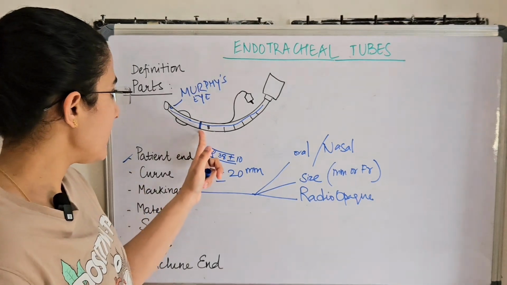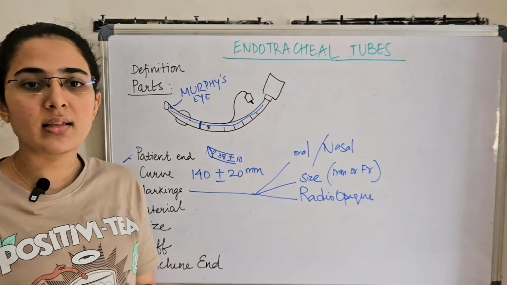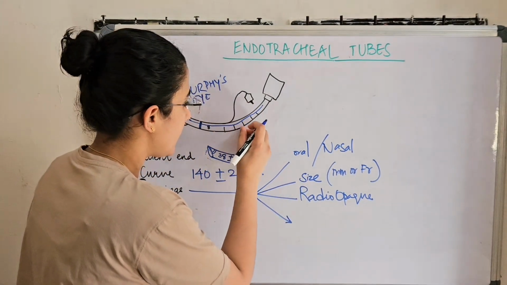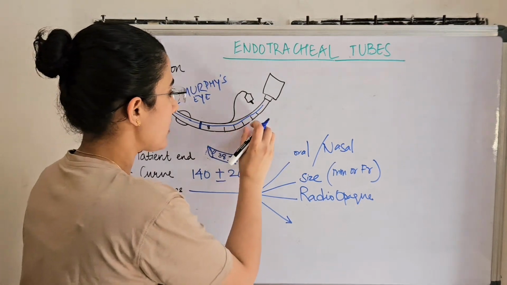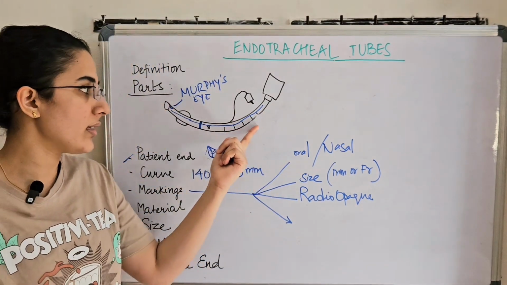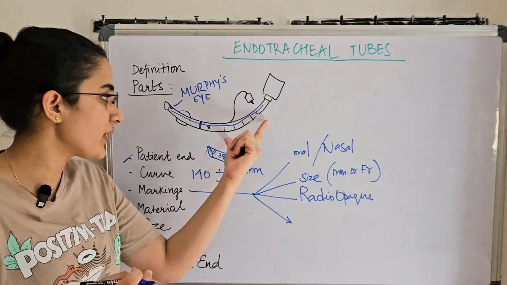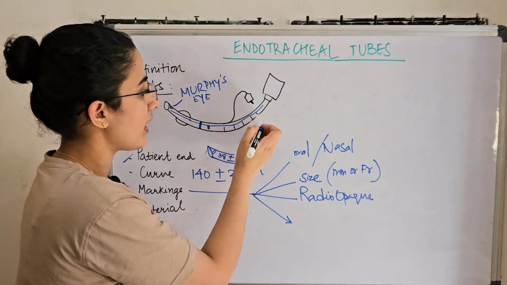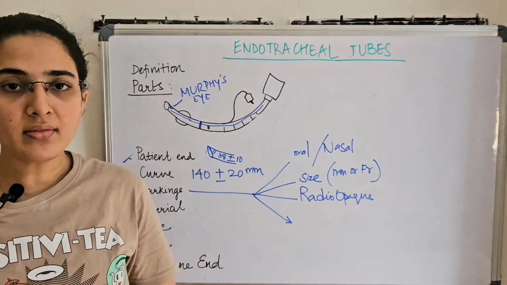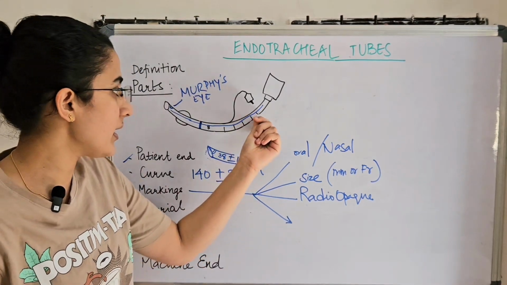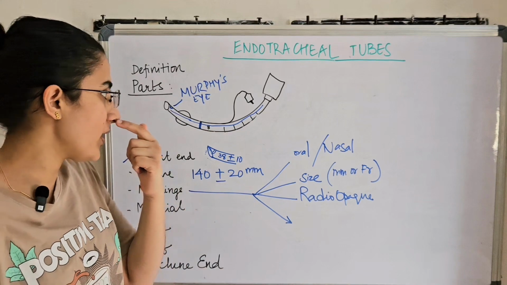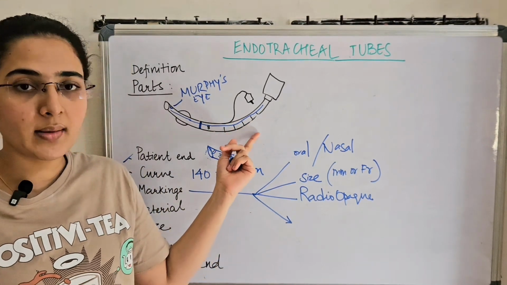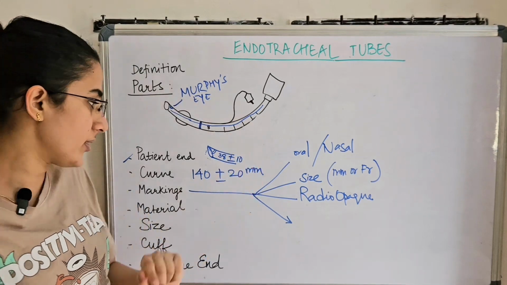Okay, and after this, certain other things which may be written is, one is the depths of insertion. So this is at the level of incisors or at the level of the lip, wherever we are fixing. We see the markings that may be written on the endotracheal tube for us to identify till what depth we have inserted, and these will be at the level of incisors. Or if we are doing a nasal intubation, at the level of the nose, what is the depth of the tube which has been inserted.